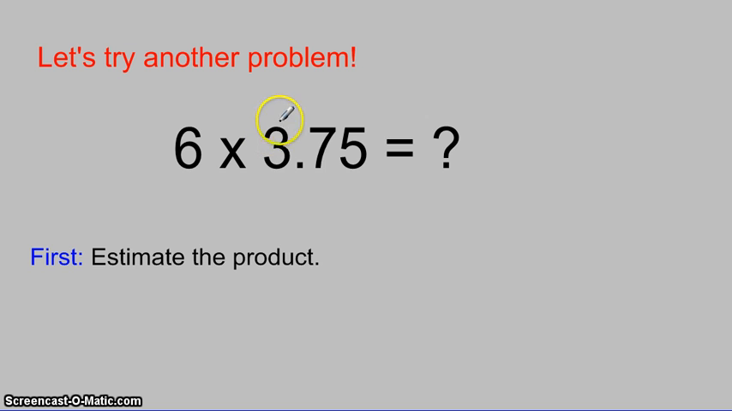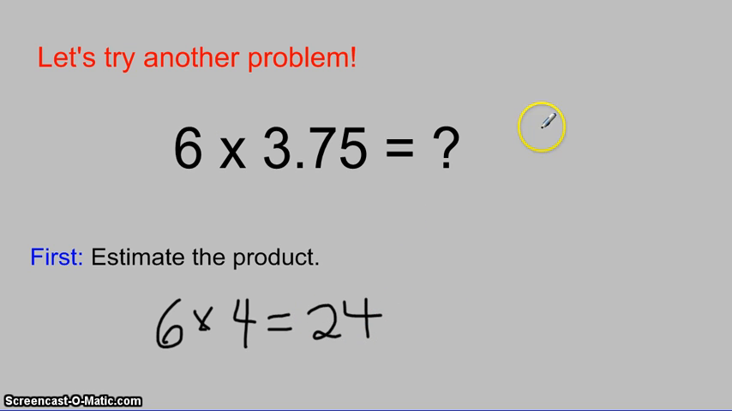Now I have 6 times 3 and 75/100ths. First thing we're going to do is estimate the product. So I can keep 6 as it is, and 3.75, I might just round that to 4. And we know 6 times 4 is 24. So when I'm all done, I want my answer to be close to 24.